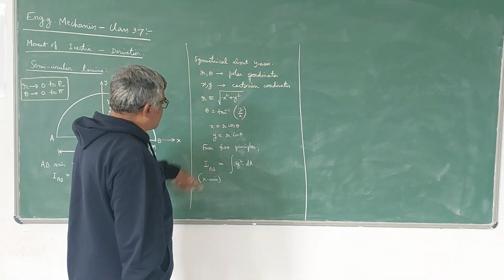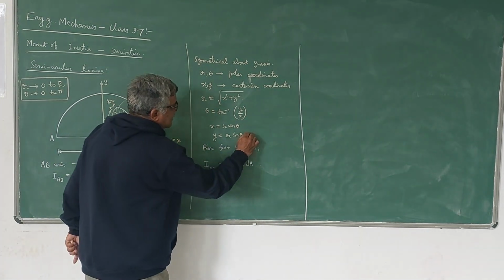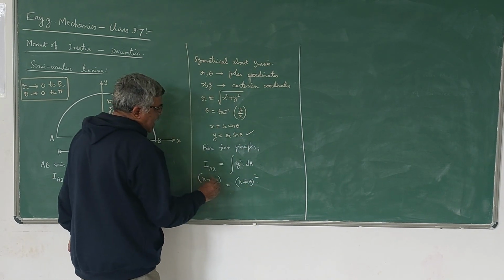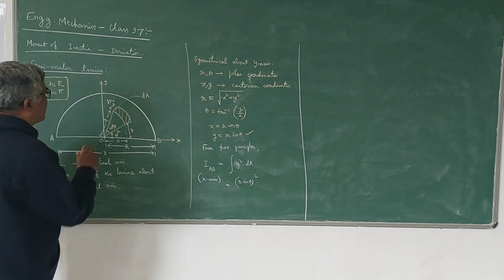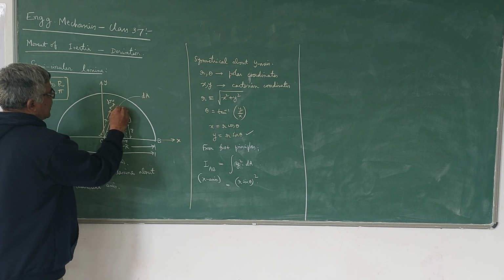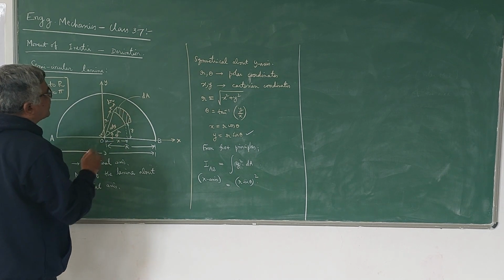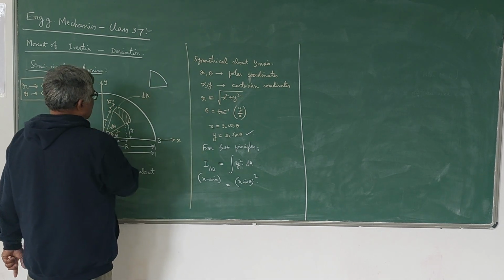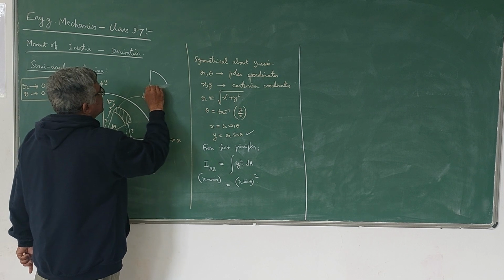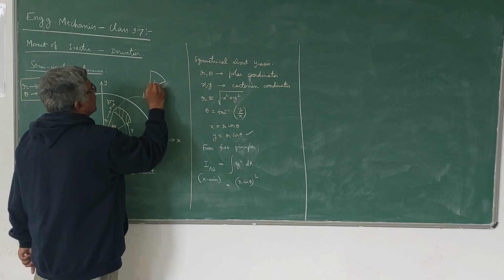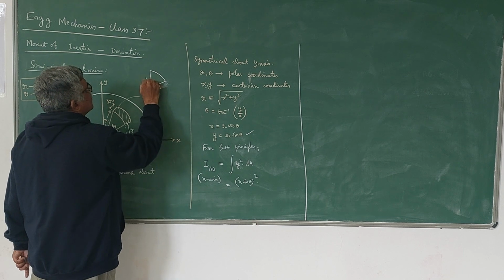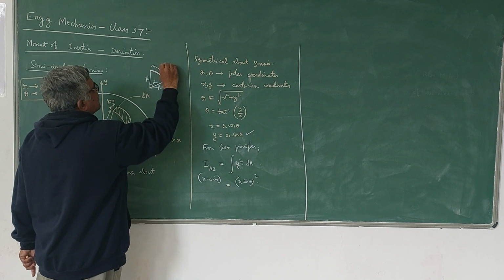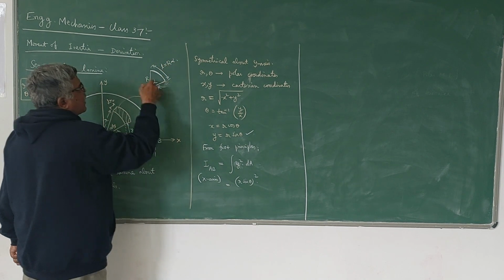Now you have to substitute y as r sin theta. So r sin theta whole squared, into the expression for dA. dA is the elemental area. Now you can see from trigonometry, if you have an arc of a circle, something like this, with this angle alpha and this radius r, the length of the arc L is given by r into alpha, where alpha is in radians.